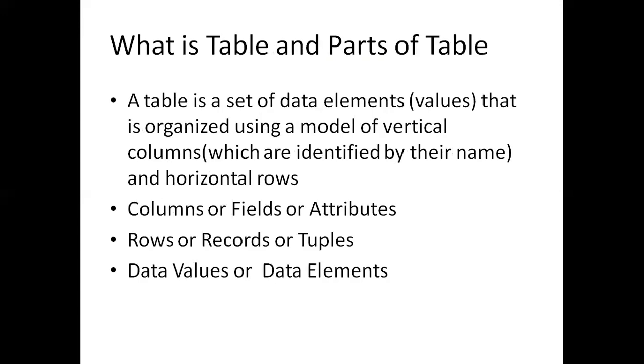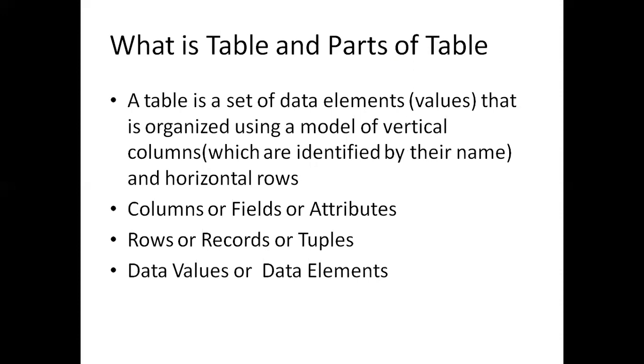Right now, let's talk about the table object, the first object. We will discuss the rest of the objects in the next session, but in this session we'll discuss only the table object and its parts. So what is a table? A table is a collection of all the data elements which we want to store. It is a set of data elements organized using a predefined model, and that model includes vertical columns and horizontal rows, right?